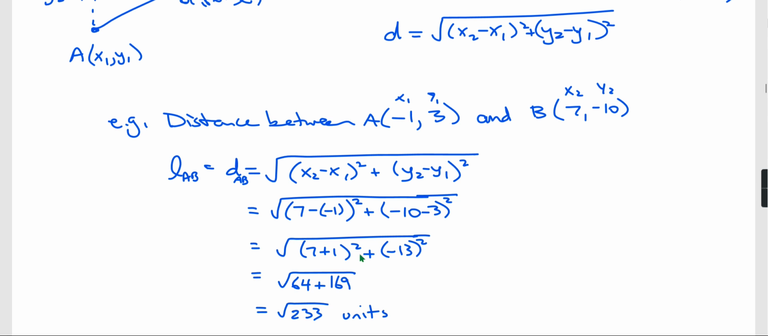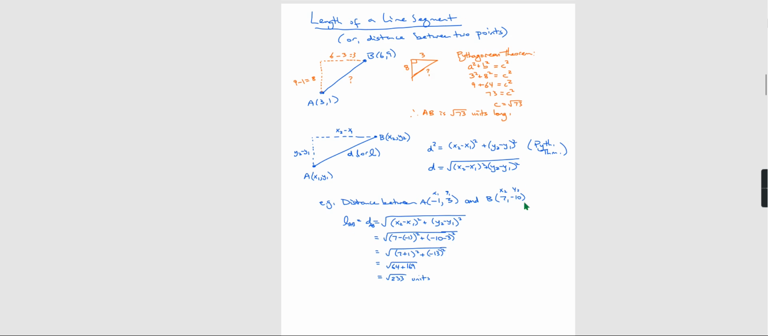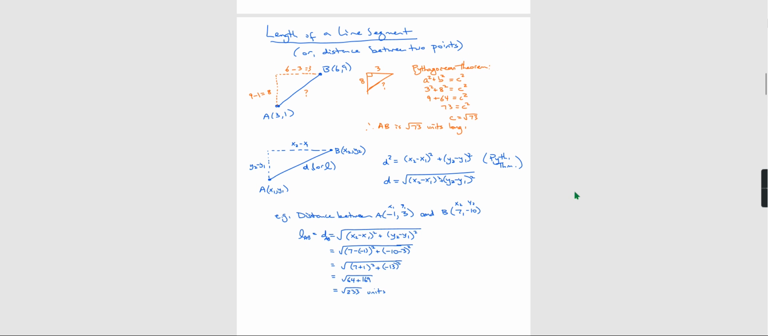And whatever that square root happens to be, we don't really care. We'll just leave the answer as the square root sign, because then it's exact and we're not approximating it. Unless the question specifically says to round it to a certain number of decimal places, we will always leave it as a square root. Okay, that's the length of a line segment formula, or distance between 2 points.